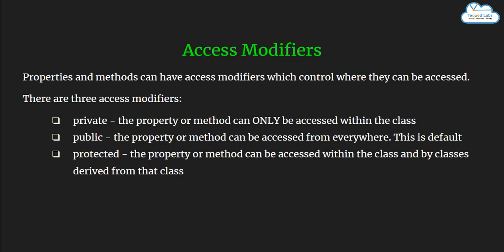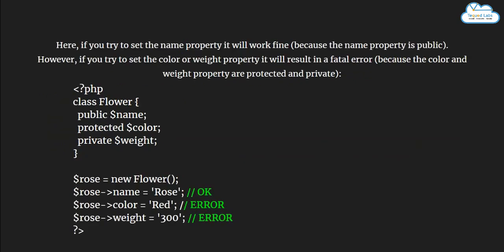Now what happens in protected? The property or method can be accessed within the class and by classes derived from that class. So basically that is an inheritance concept. So these are the 3 access modifiers. Now you can see this example here, right?